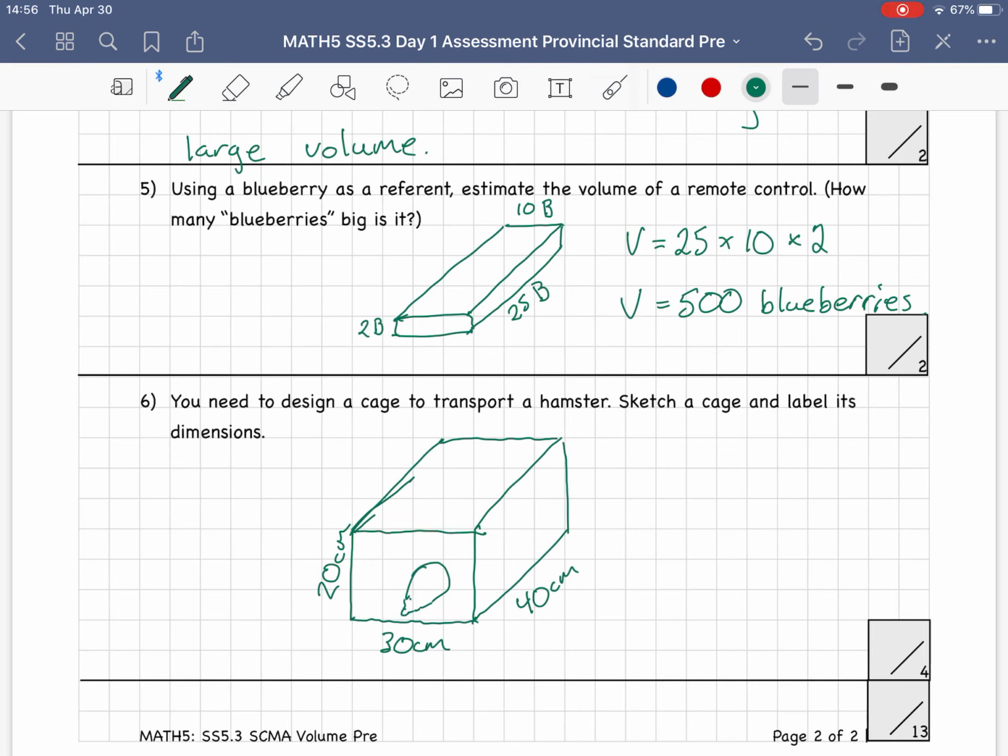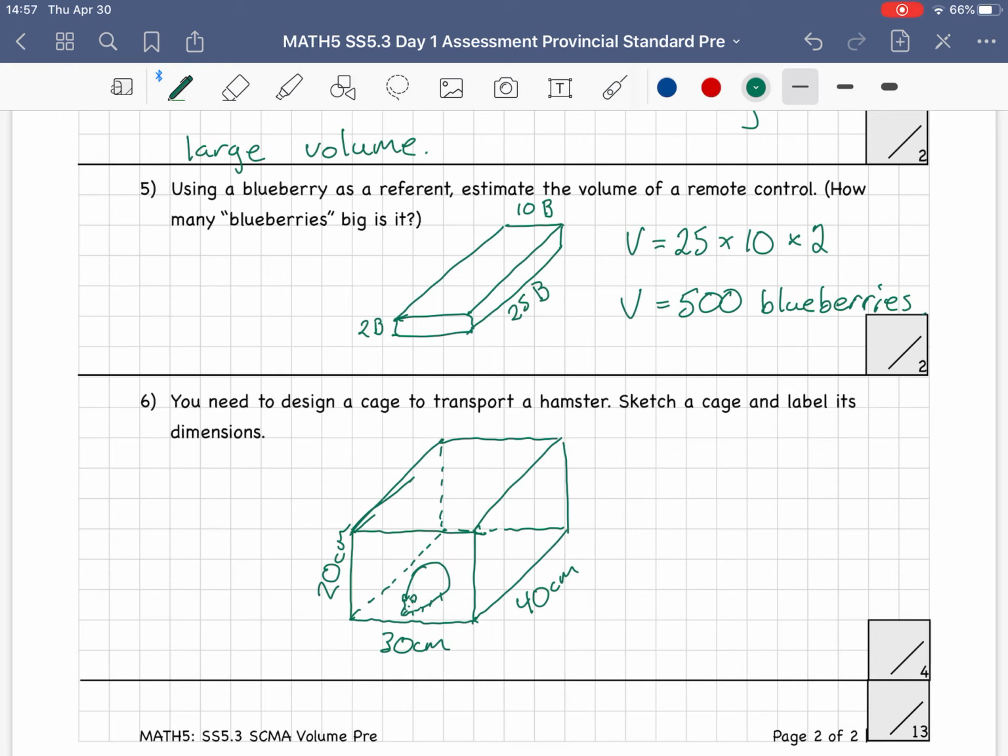And draw a nice little hamster sitting in there. I don't know how to draw a hamster, but if I want to draw the back part of this box, I would just do this. There we go. So anywhere around that size is okay for a hamster box.